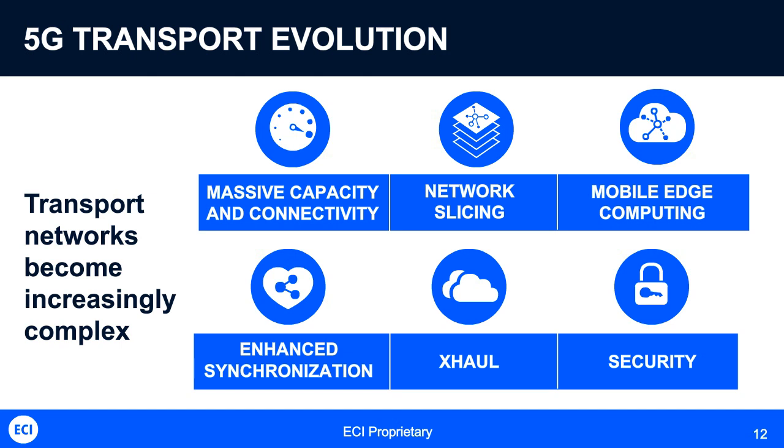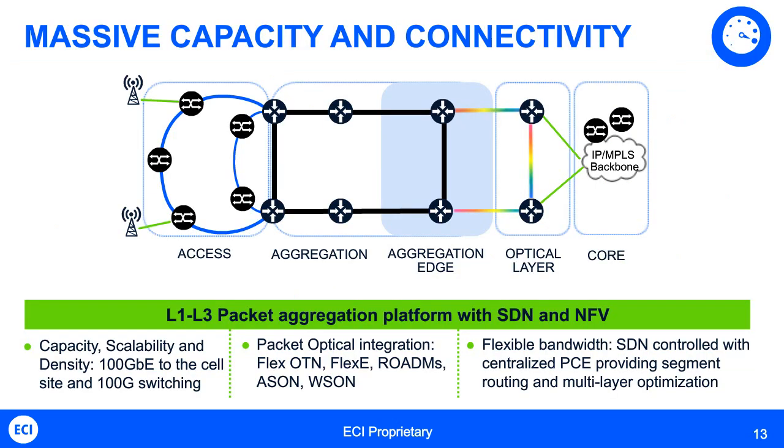We're also referring to mobile edge computing in order to support the stringent latency requirement. New synchronization requirements are enhancing the synchronization capabilities that we have today in 4G. Another requirement is related to fronthaul together with backhaul, or in general we can call it XHaul, and there will be additional security requirements compared to what we have today in LTE networks. So these are the six main areas that are related to the requirements of the 5G transport network.